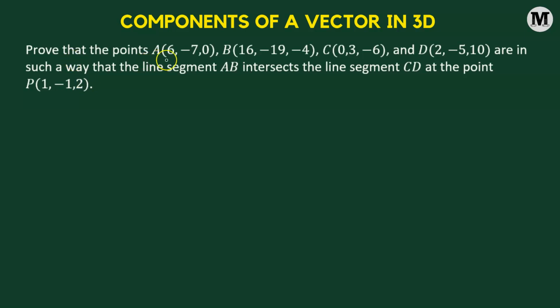Prove that the points A, B, C, and D are such that the line segment AB intersects the line segment CD at the point P. Okay, let us begin. So here we have 4 points.